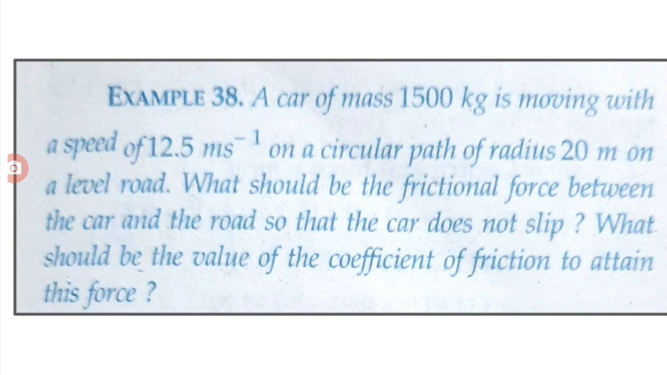So here the car's mass is 1500 kilogram and its speed is 12.5 meter per second, and the radius of the circular path is 20 meter, and we are asked to find the frictional force between the car and the road so that the car does not slip. So this frictional force should be at least equal to the required centripetal force. That is the condition here. That's how we can find that frictional force.